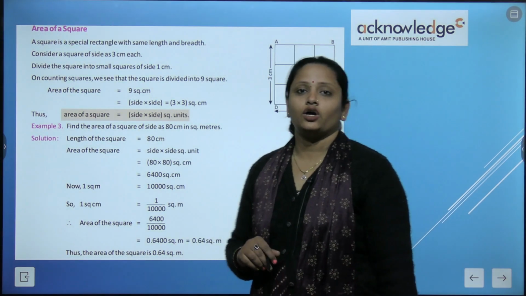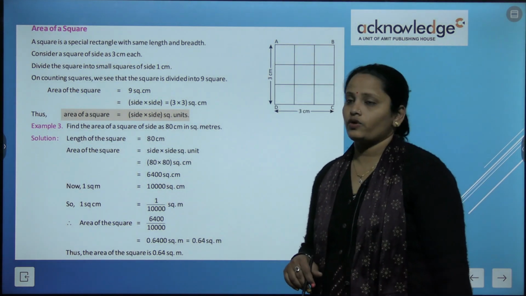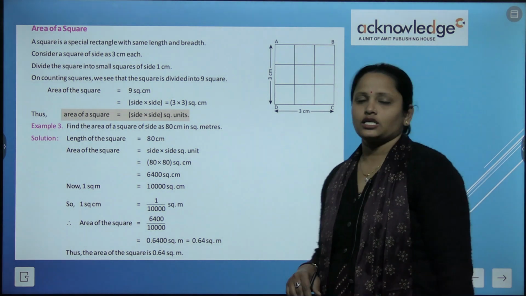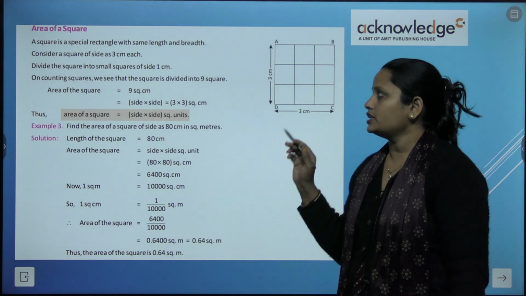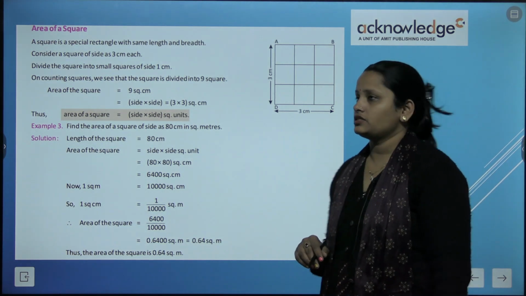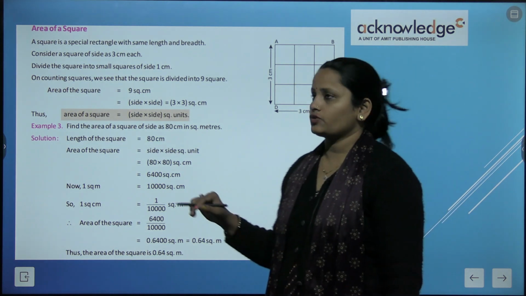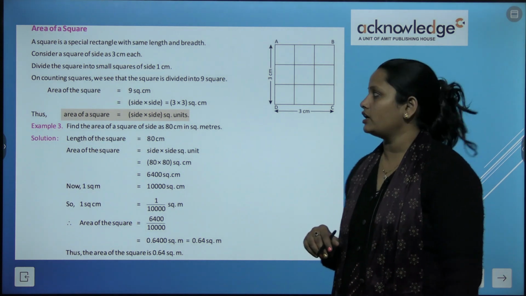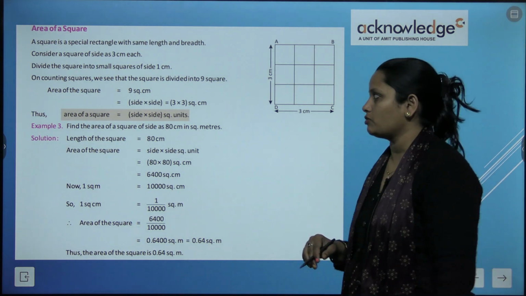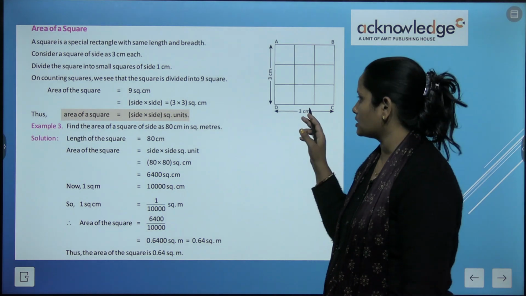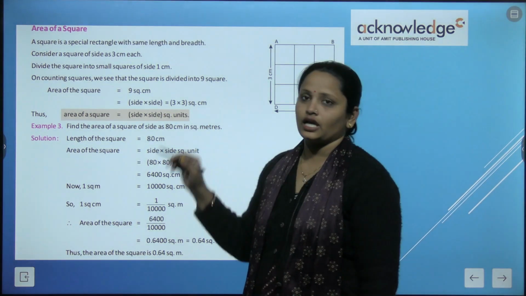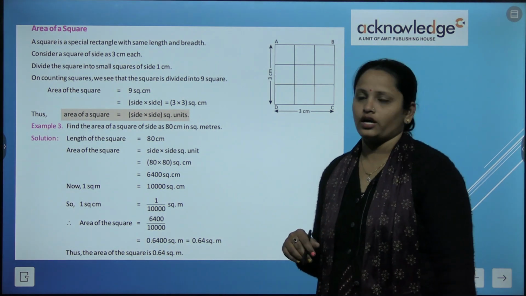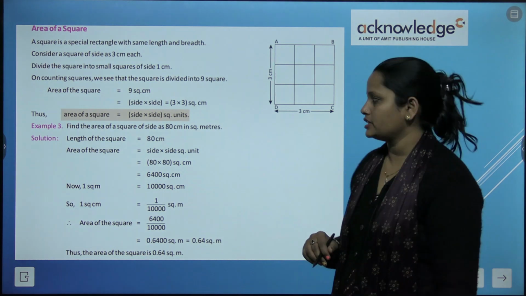Now let's find the area of a square. So the square is a special rectangle with same length and width. So ये जो square होता है इसका जो length और breadth होता है वो same होता है. Consider a square of side as 3 centimeter each. हमारे पास एक square है जिसका जो side है वो 3 centimeter है. Divide the square into small squares of side 1 centimeter. अब इस square को हमने छोटे-छोटे squares में divide कर दिया 1 centimeter के। अब आप देख सकते हो total there are 9 squares. तो 9 square है इसका मतलब 9 is the area of this square. So here the formula is side multiplied side.